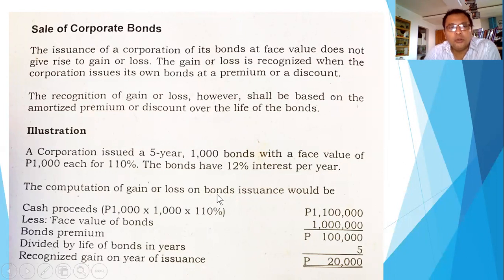So the computation of gain or loss on bonds issuance would be, so how much is the cash proceeds? So 1,000 bonds, face value of 1,000 each, for 110%. So 1,000 times 1,000 each times 110%, the cash proceeds is 1,110,000. Minus the face value of the bonds, which is 1,000 times 1,000, or 1 million. So the premium on the bonds is 100,000 pesos. Divided by the life of the bonds, 5 years, then the recognized gain every year is 20,000.